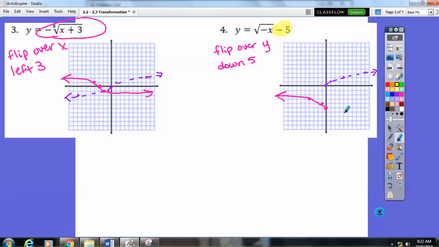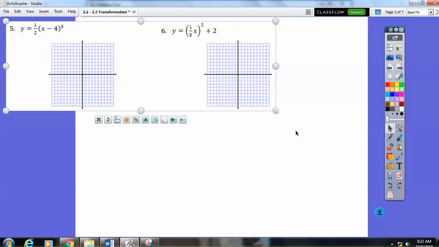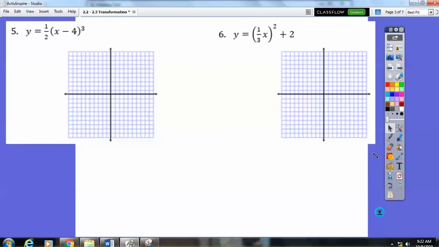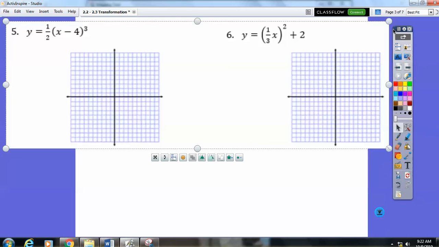All right. We may or may not do all of these on the handout. We're just gonna kind of go through, but I definitely think we need to do some more practice with stretching and shrinking. So we're gonna try some more. This is the piece that's kind of new for us this year, so that is probably the hardest part here.